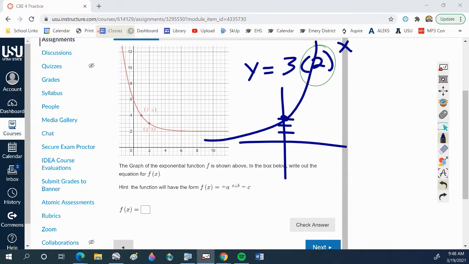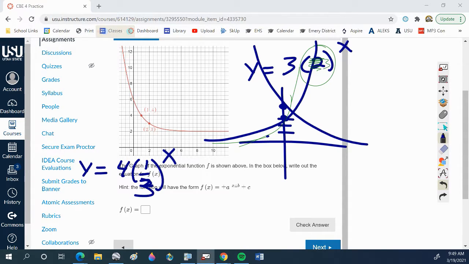Okay. What if I change this 2 to a 3? How's that going to change the graph? It's just going to make it steeper. So it would look something like this. No, a 1 would be a flat line. Okay. All right, what if I had y equals 4 times 1/2 to the x? So it's going to hit the y-axis at 4, and it's a decay. What if it was 1/3? It's going to be more decay, right? It's going to be steeper.